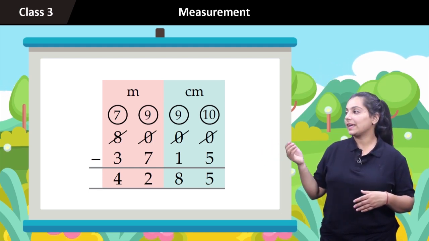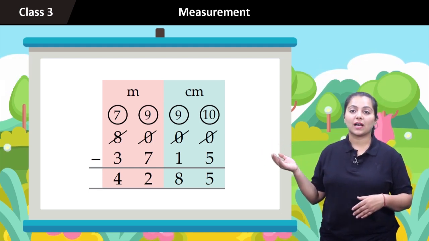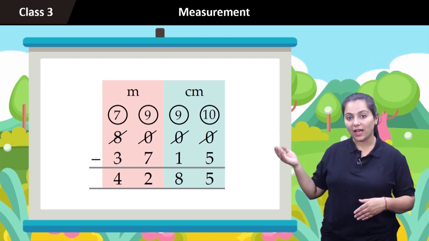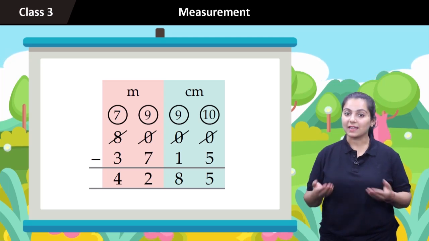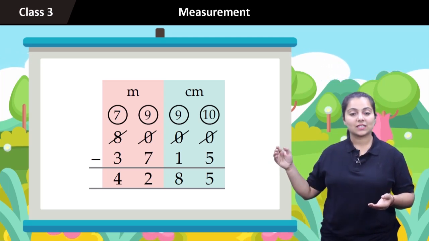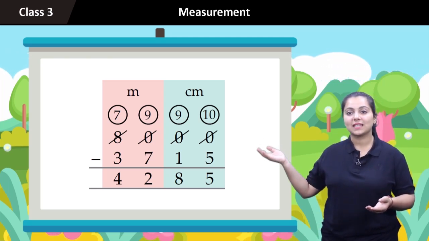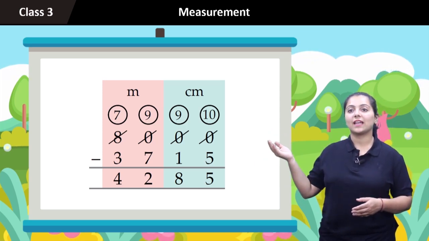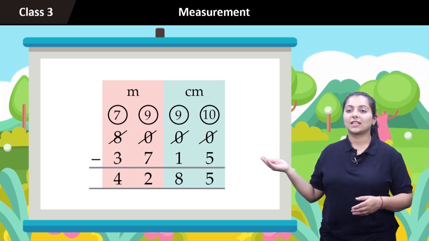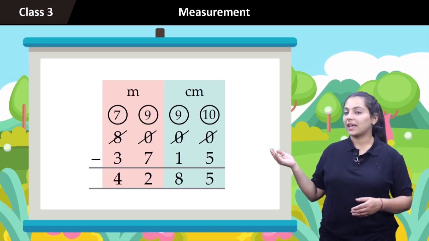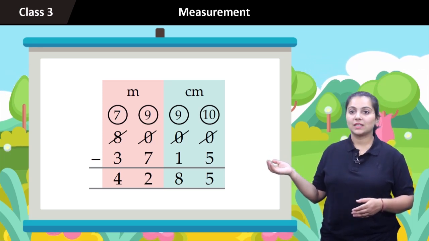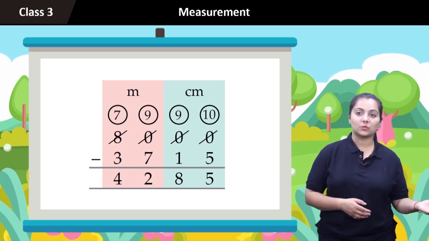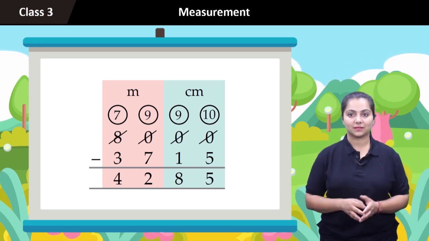Yes, 8. 8 gives 1 to the other side and it becomes 10. Then it gives 1 to the other side, and that becomes 9. Then again it gives to the other side, and that becomes 9. So 10 minus 5 is 5. 9 minus 1 is 8. Let's move to the meter side. 9 minus 7 is 2. 7 minus 3 is 4. So the answer is 42 meter 85 centimeter.